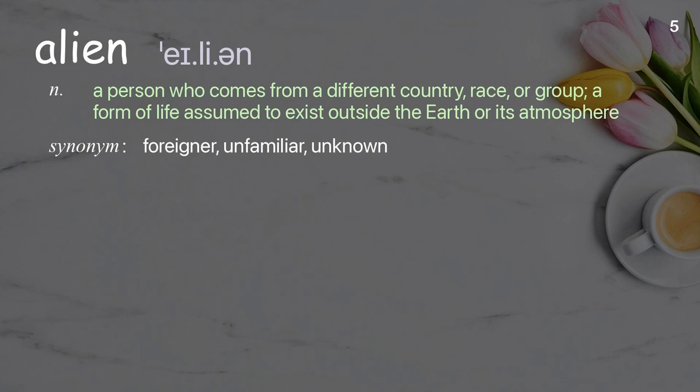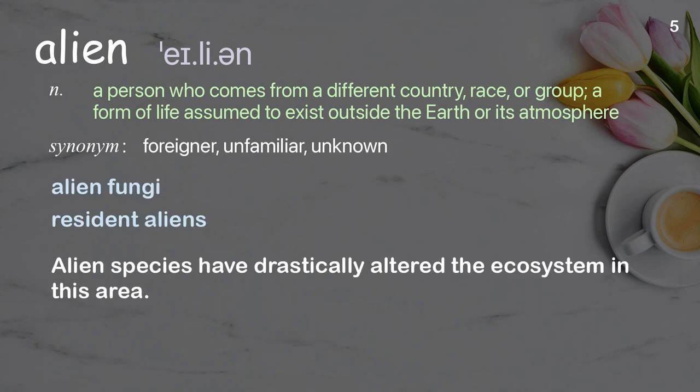Alien. A person who comes from a different country, race, or group; a form of life assumed to exist outside the Earth or its atmosphere. Examples. Alien fungi. Resident aliens. Alien species have drastically altered the ecosystem in this area.